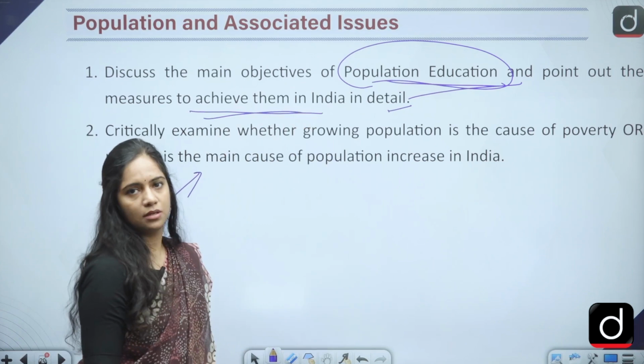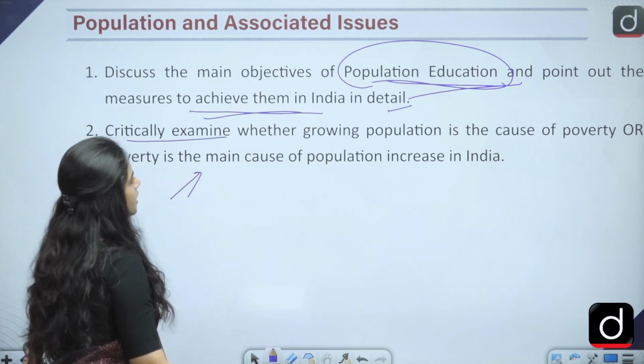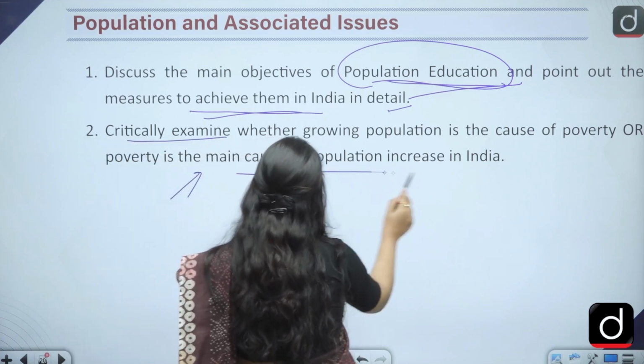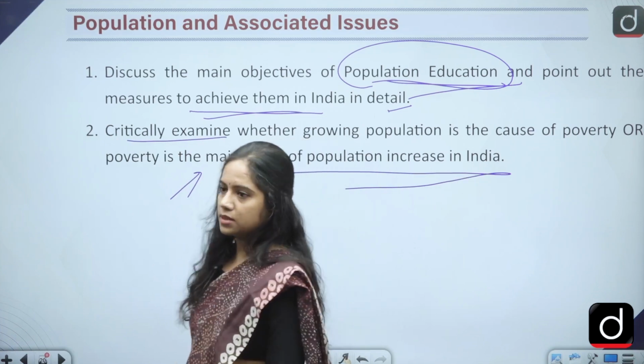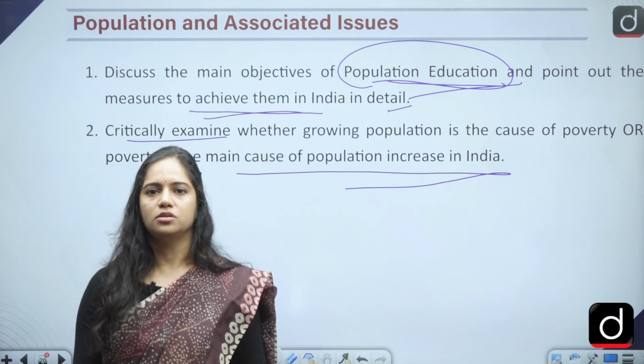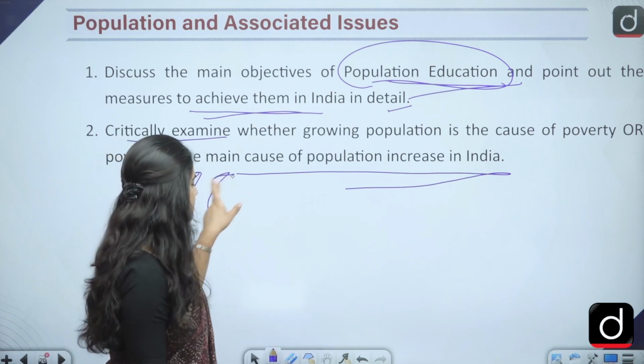Even this has been discussed in your NCERT. Critically examine whether growing population is the cause of poverty or poverty is the main cause of population increase in India. This is dealt with in your geography, human geography, and your society part also. So this is where the interlinkage is.